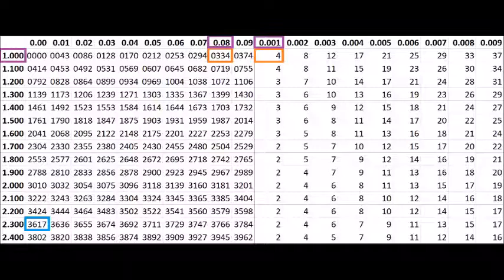We only care about the mantissa, 0338. In orange, we see a 0334 plus 4. This corresponds to 1.08 plus 0.001, as seen in purple. That is 1.081. Now we care about the characteristic, which is 3. Move the decimal 3 places to the right. The answer is 1081. Wow! We just used log tables to multiply two numbers together.